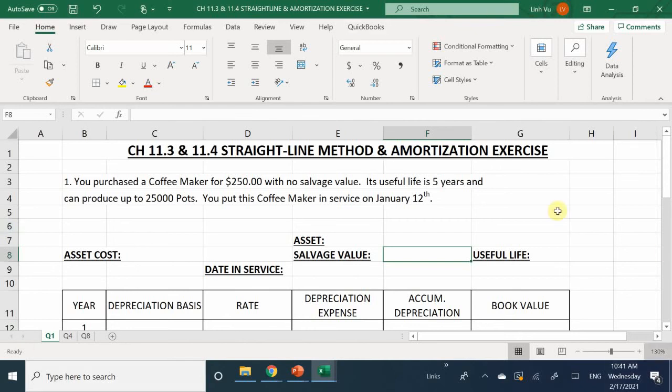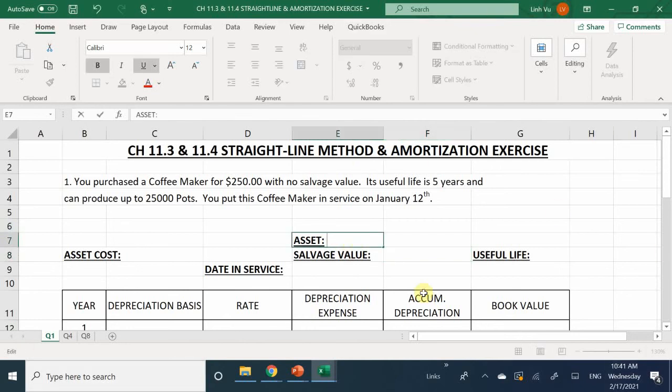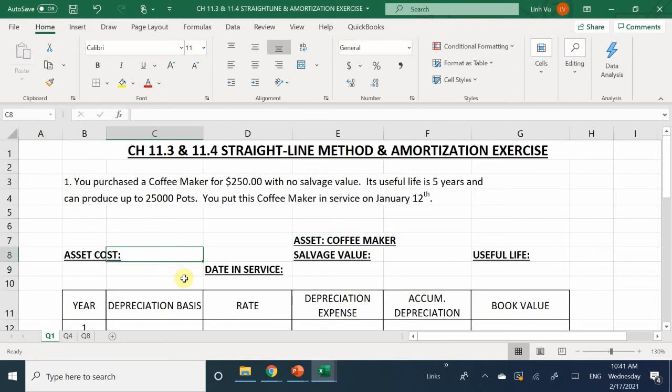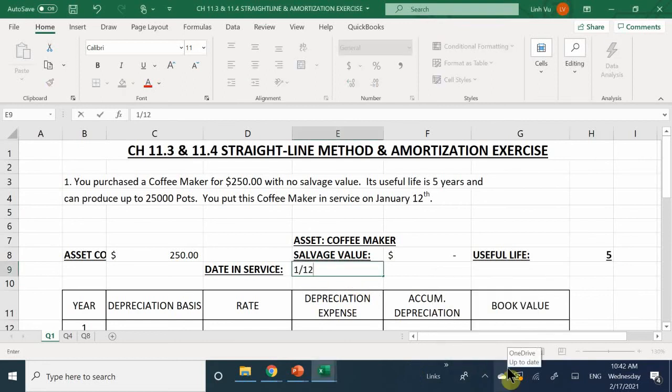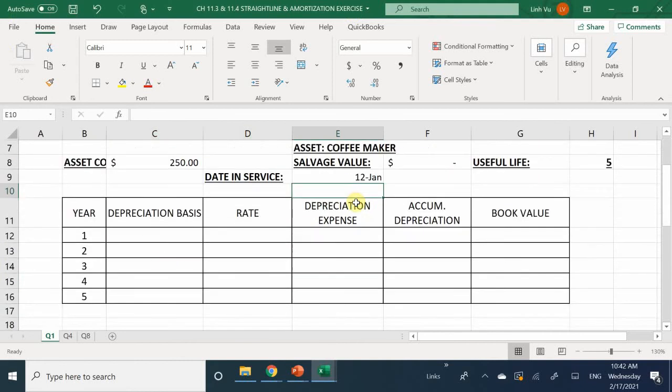So, first things first, what did I buy? Coffee maker. You bought a coffee maker. And how much did it cost you? $250. And what is the salvage value here? 0. Yes, it's 0. What is the estimated useful life here? 5 years. And lastly, what is the date that we placed it into service? January 12th. So what's our assumption here? When do we start depreciating it? January. We depreciate it for January. So in this case, assuming that we do depreciation at the end of the year, so December 31st.